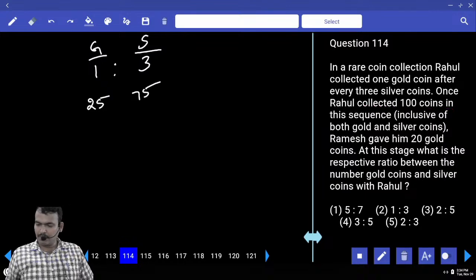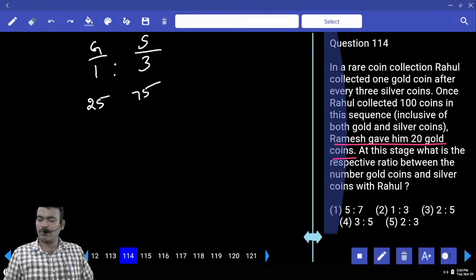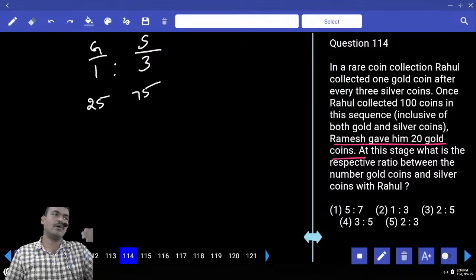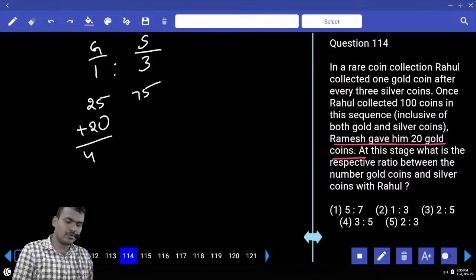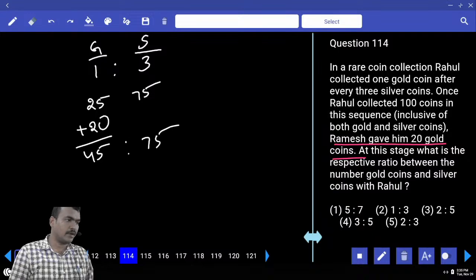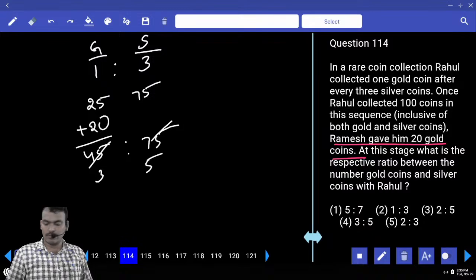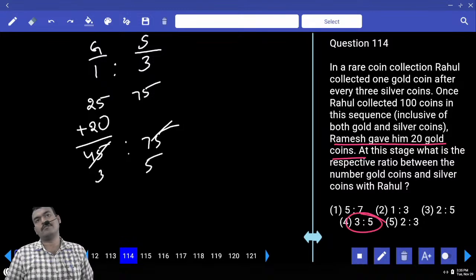Okay. And one more, Ramesh gave him 20 gold coins, or not. Means gold coins are added or subtracted? Added. Plus 20 or minus 20? Plus 20. 25 plus 20 is 45. 45 to 75. 15 threes are 45, 15 fives are 75, or not. What is the ratio? 3:5.